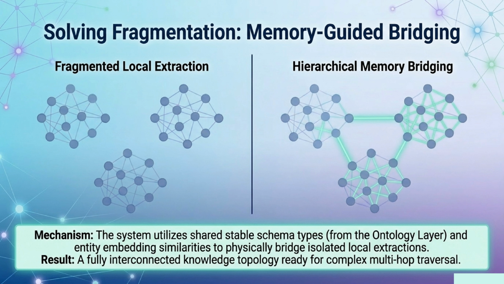To fix fragmentation, the system employs memory-guided bridging. Instead of leaving local extractions as isolated islands, the system utilizes shared stable schemas from the ontology layer and entity embedding similarities to physically bridge these disconnected graphs. The result is a fully interconnected knowledge topology ready for complex multi-hop traversal.